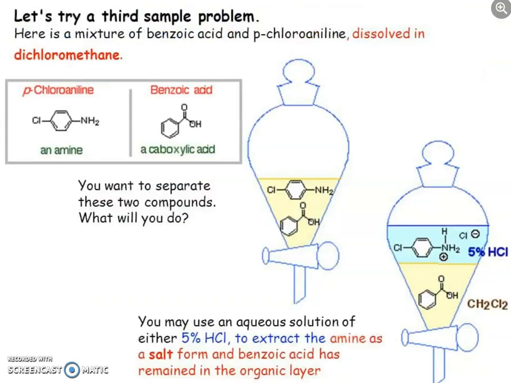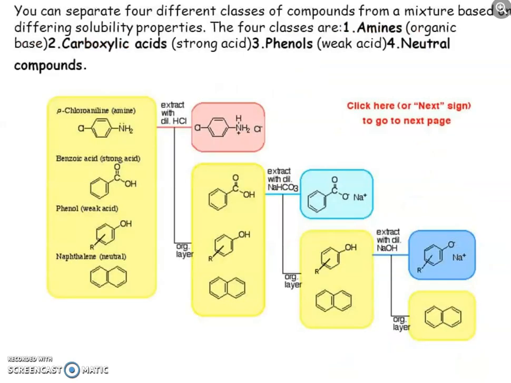So, let's try a third example. Here is a mixture of benzoic acid and para-chloroaniline dissolved in dichloromethane. You want to separate these two compounds. What will you do? You may use an aqueous solution of 5% HCl to extract the amine as a salt form, and benzoic acid remains in the organic layer. So, you can see the 5% HCl.